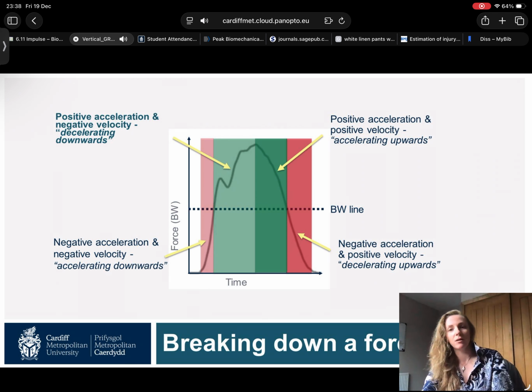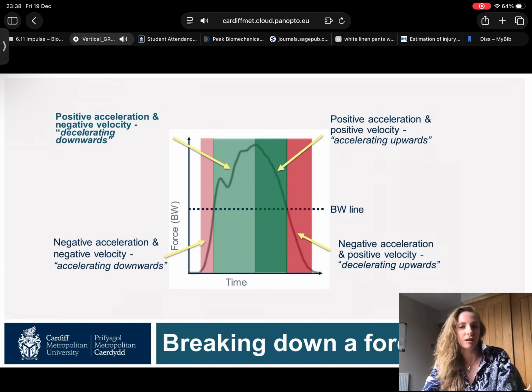So we're above the body weight line, so we've still got positive acceleration. But this time now we also have a positive velocity. Because remember, after mid-stance, our velocity has now gone into the positive phase, it's gone over zero. So this means we're now accelerating upwards. And then to finish off, when we go below the body weight line again, so we have a negative acceleration, but we have a positive velocity, it means we're decelerating upwards just to that last bit as we toe off from the ground. So this is what we can start to infer from the ground reaction force. It gives us quite a lot of information.